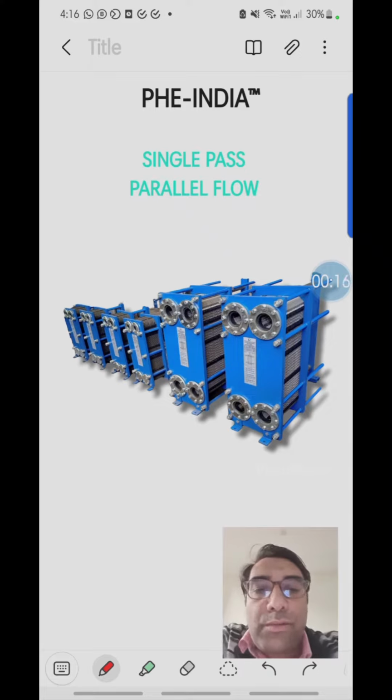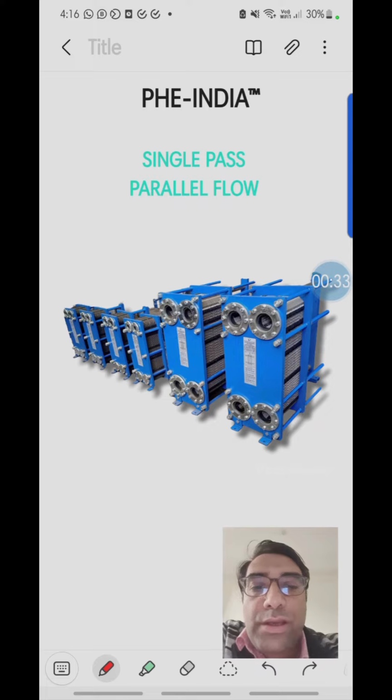Plate heat exchangers come in a variety of passes: single pass, double pass, 3 pass, 4 pass. So in this video I'm just going to cover the single pass. In each of the passes we have parallel flow and diagonal flow. Now, what is the main difference between parallel and diagonal flow?